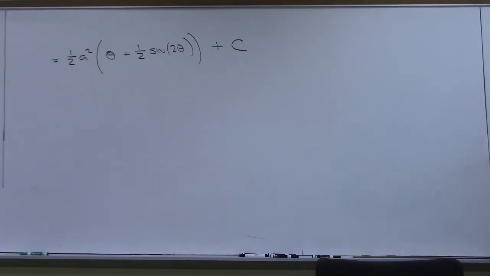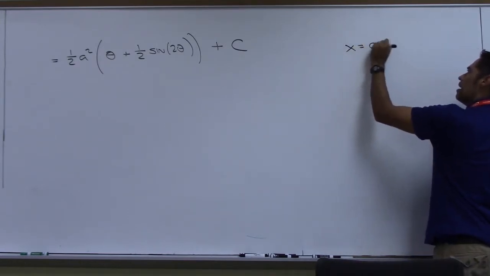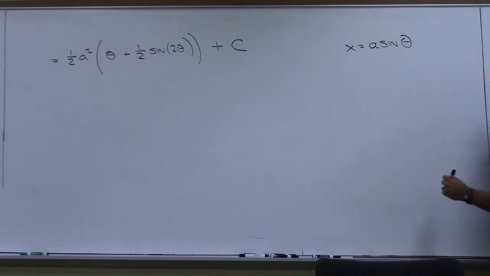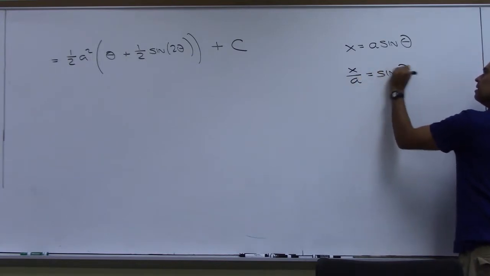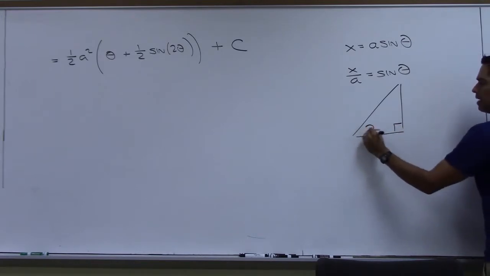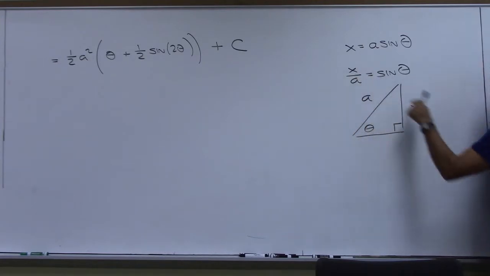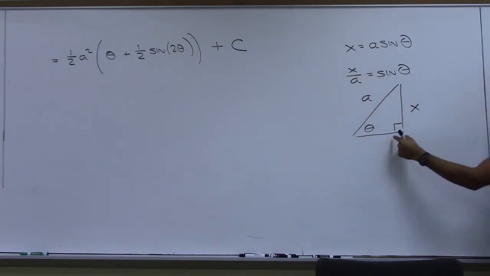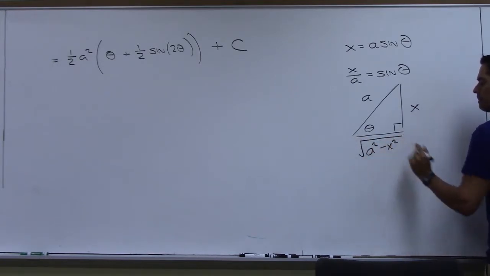Help me with the reference triangle. So what information will I use? Your substitution. The substitution, which is, in this problem, Zach? X equals a sine theta. Tell me what to do next. Divide by a to get your sine theta. Divide by a on both sides to isolate sine. Draw a reference triangle. Label the angle theta. Opposite over hypotenuse is that ratio. And that always allows you to get this other side, which I'm probably going to need. A squared minus x squared. Good.